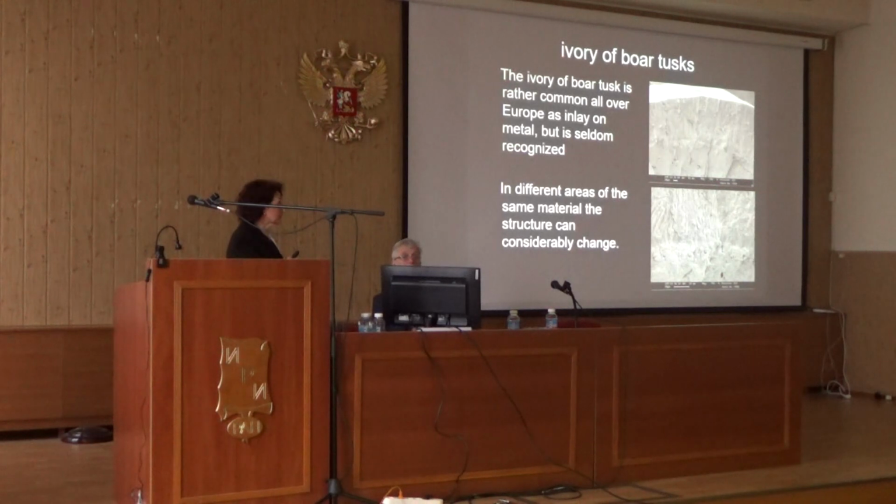This is ivory or boar tusks, which is a material which has been used all over Europe at different times as well, but it is seldom recognized because nobody looks at it. People say, okay, it is ivory or bone or something, but it can be boar tusk. You have to be careful with it because you can see the different structures here and here. They are slightly different, so they can look like elephant ivory or shells, like these.